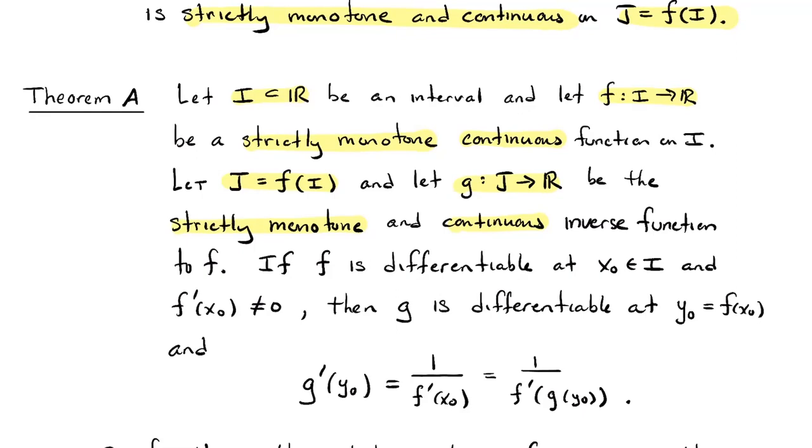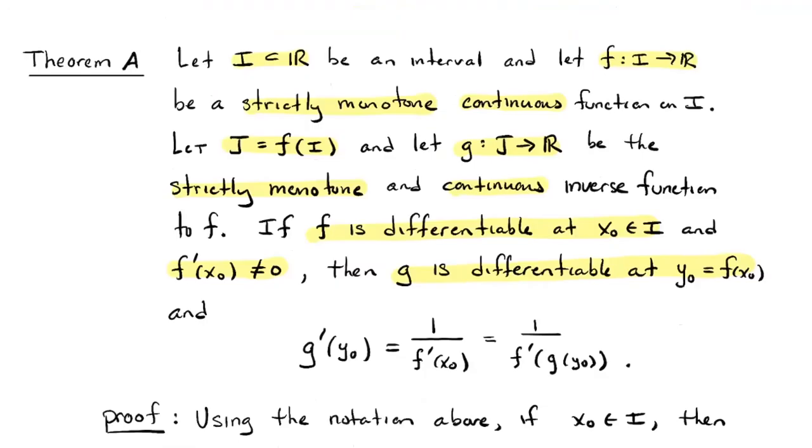So what does the theorem say? It says that if f is differentiable at some point in this interval and its derivative's not zero there, then g will be differentiable at f of that point. So I'm just going to call it y naught for short. And then here's the formula. The derivative of g at y naught is 1 over the derivative of f at x naught.